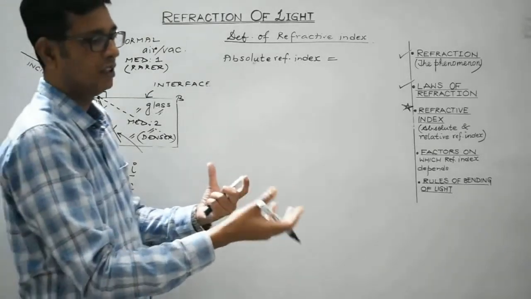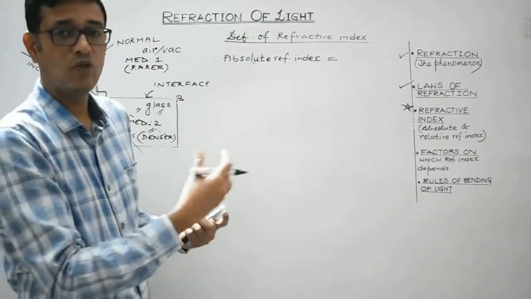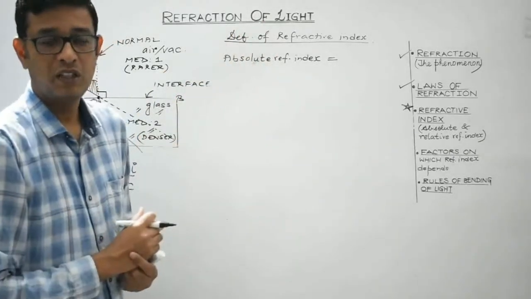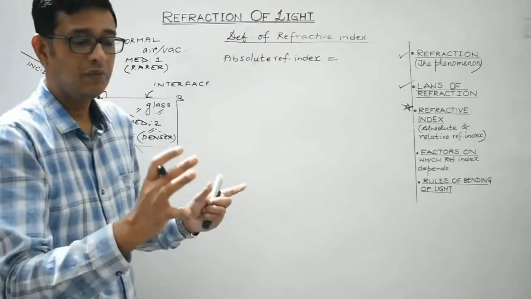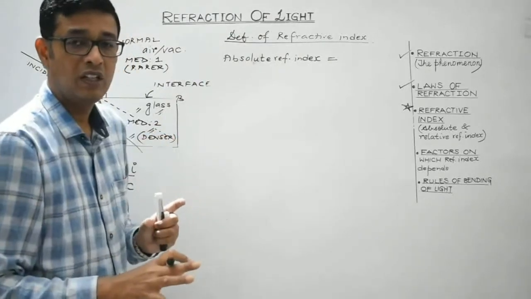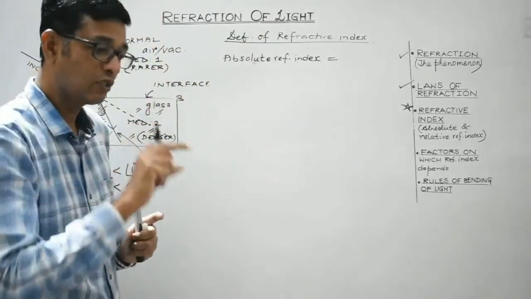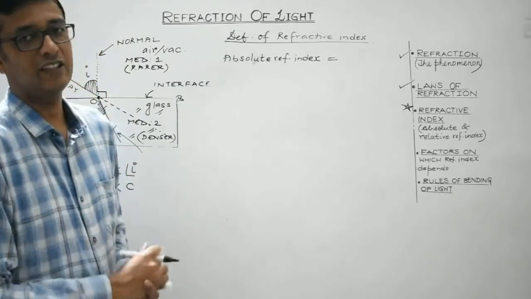Like glass placed in air or vacuum. We are considering the medium water with respect to air or vacuum. We are considering diamond with respect to air or vacuum. So whenever a medium is placed in the surrounding medium which is air or vacuum, then the refractive index of the medium under consideration is known as absolute refractive index.